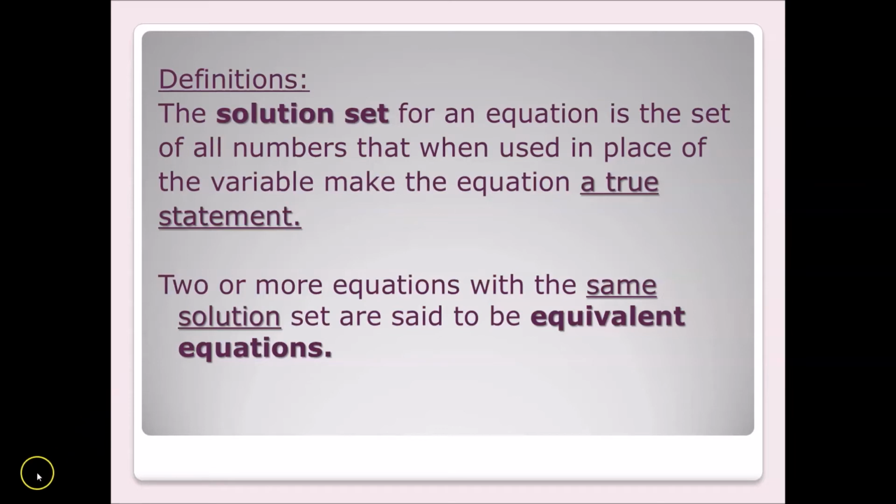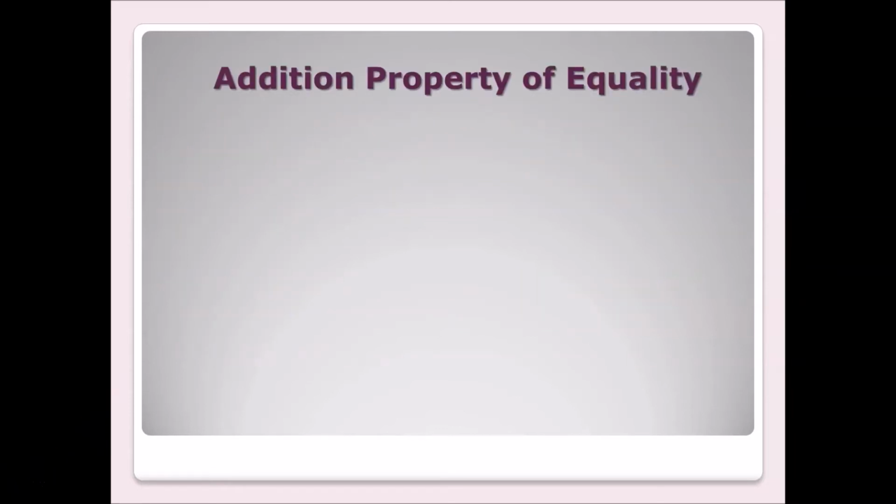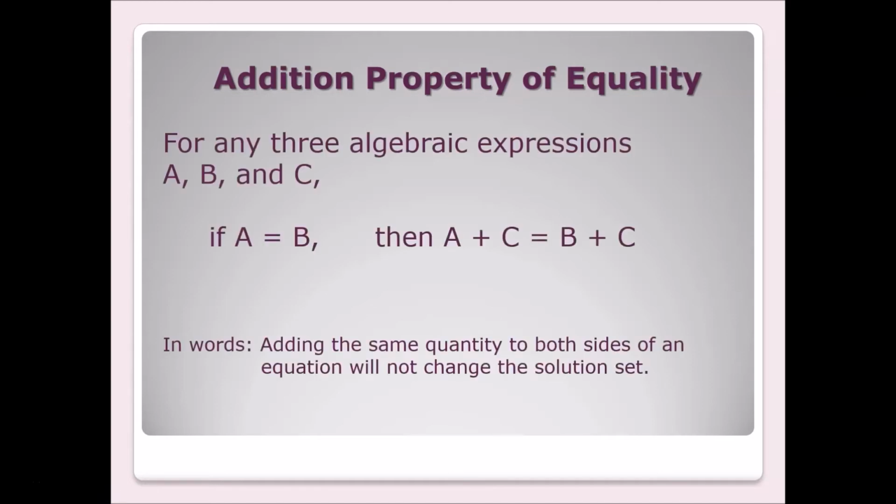equivalent equations. Addition property of equality is very simple, easy to understand. It says, for any three algebraic expressions a, b, and c, if a = b, then a + c = b + c. In other words, adding the same quantity to both sides, here we have c added to the left side and the right side of an equation, will not change the solution set. So the value of the left side is still equivalent to the value of the right side.